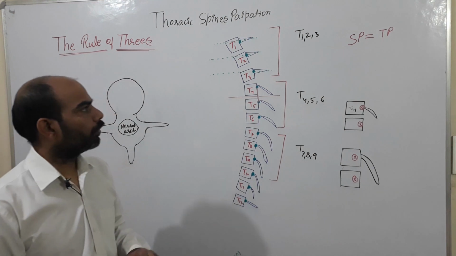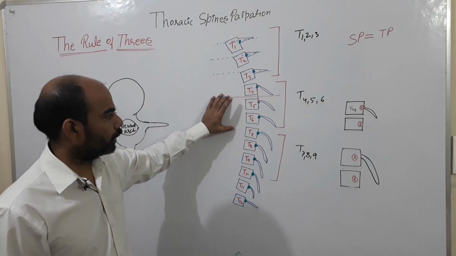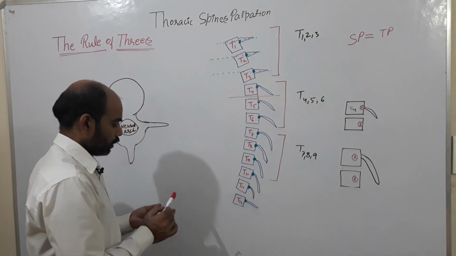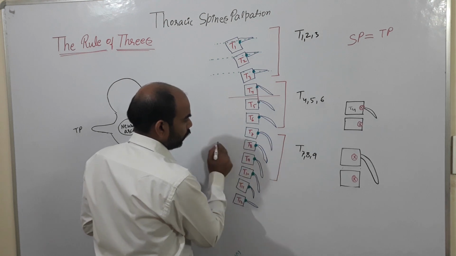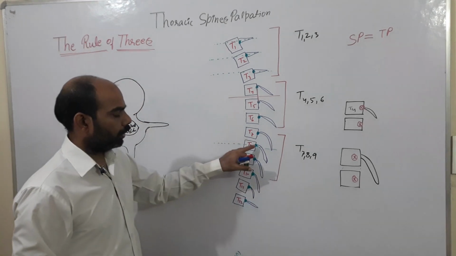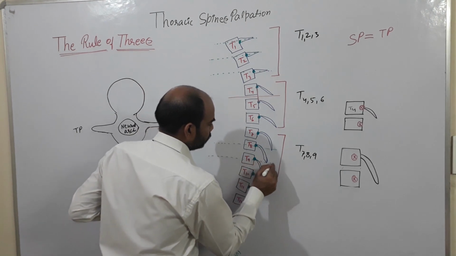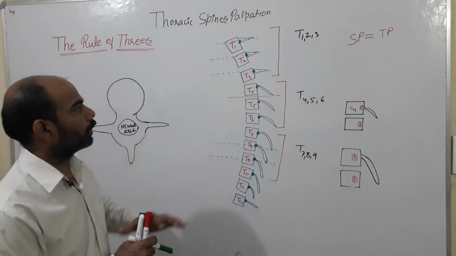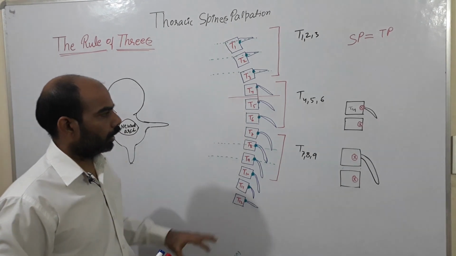So in this way we divide the thoracic spine in groups of 3: 1, 2, 3, 4, 5, 6, 7, 8, 9. In this, the spinous process of T7 is on the level of T8, and the tip of the spinous process of T8 vertebra reaches up to the transverse process of T9. In this way we divide the vertebrae into 3 segments: T1, 2, 3, 4, 5, 6 and 7, 8, 9.